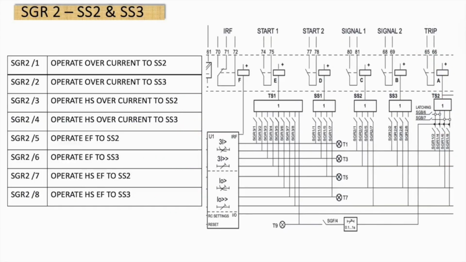Now let's talk about SGR2. We'll use 2 outputs within SGR2, namely SS2 and SS3. Okay? We've discussed both of them, so we'll remove them now. Now we'll talk about SS2 and SS3. So SS2 and SS3 are all operable signals, friends. All of them are operable signals. You have to choose which functions you want. Suppose we just talk about SS2 in SGR2, then within SS2 you'll get overcurrent, high set overcurrent, earth fault, and high set earth fault.